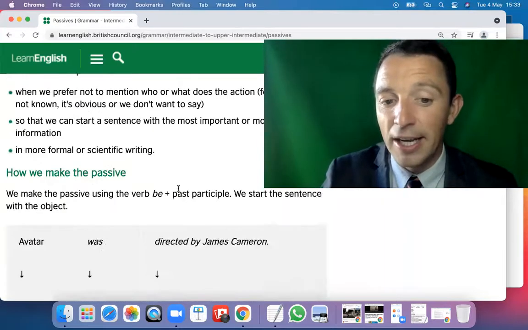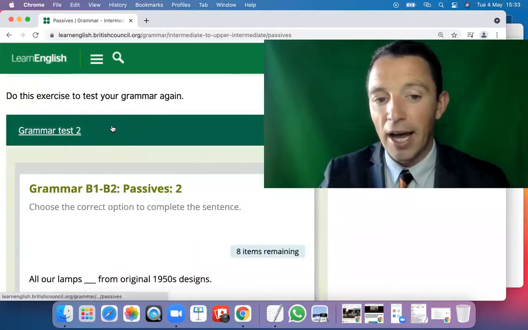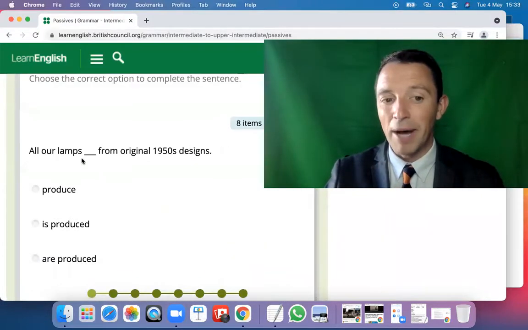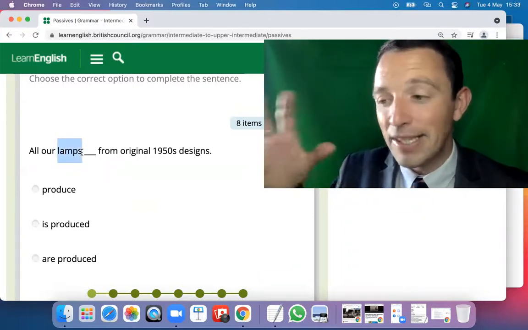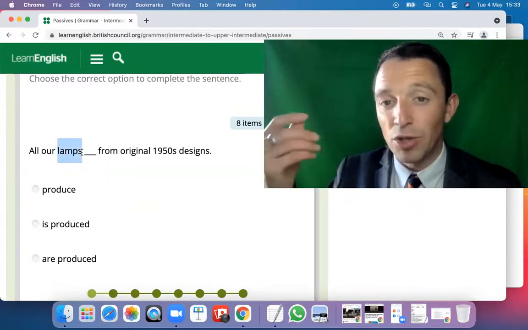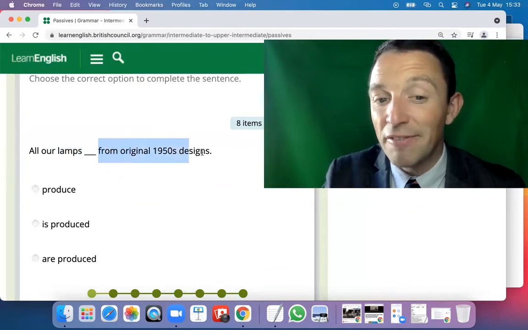And very quickly, we will do the second exercise at the bottom of the page. And you can see, again, it's the active and the passive. So all our lamps, in the plural. Lamp is the typical object in the bedroom, in the room, like a little light, something from original 1950s design.